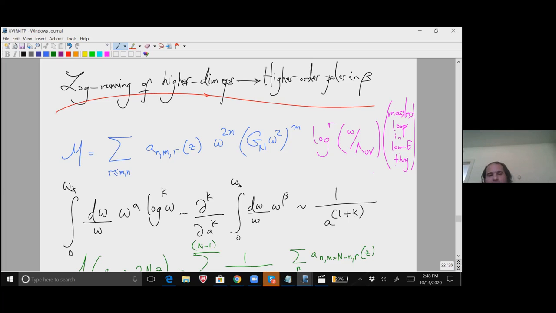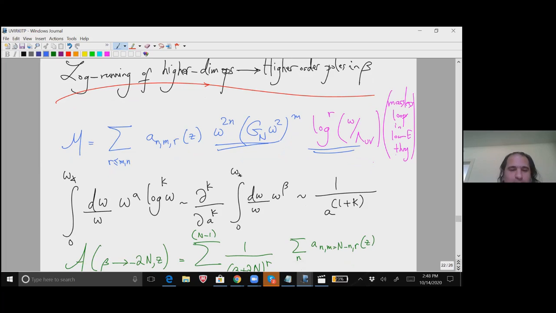Put aside the infrared logs, which are taken care of another way. But there are ultraviolet logs that have the general structure that I've shown here. So we have the contact terms, and they can also be dressed by powers of logs. How is that reflected in the Mellin amplitude? Well, all these logs are simply reflected in the presence of multiple poles at integer beta. In other words, the analytic structure is always the same. You only have poles at integer beta, but you can have double poles, triple poles, higher poles, and those reflect the log running of the higher dimension operators.